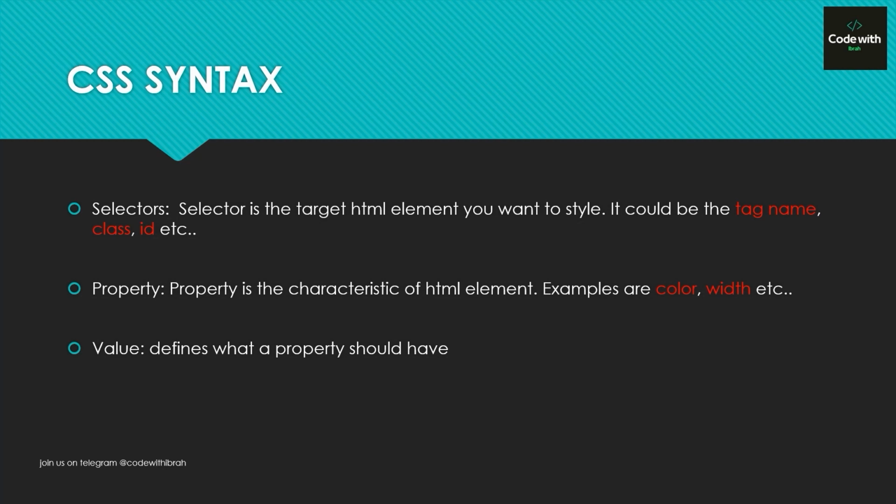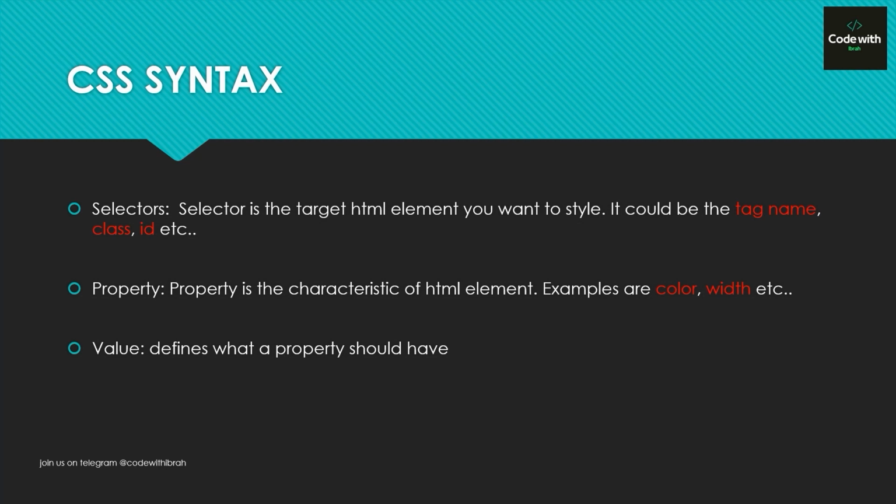You can select an HTML element and give it a color of red. Okay, you are giving it a color. The color is the property, and the red is the value. So property and value move together. You declare the property and you set the value for that property.